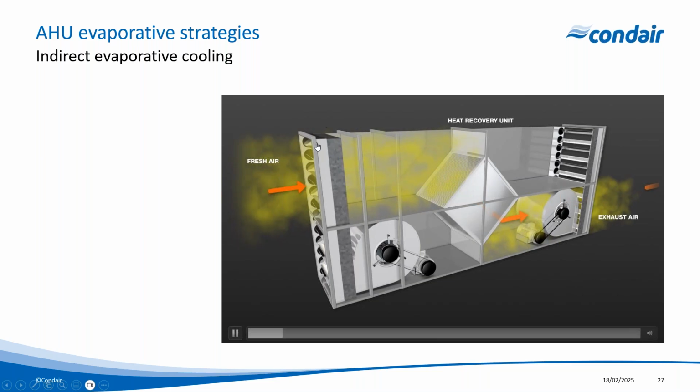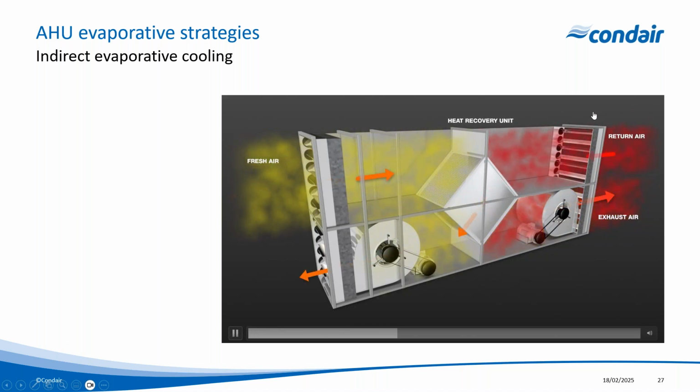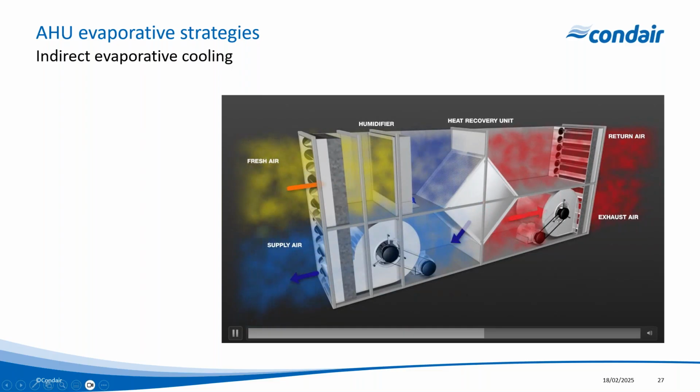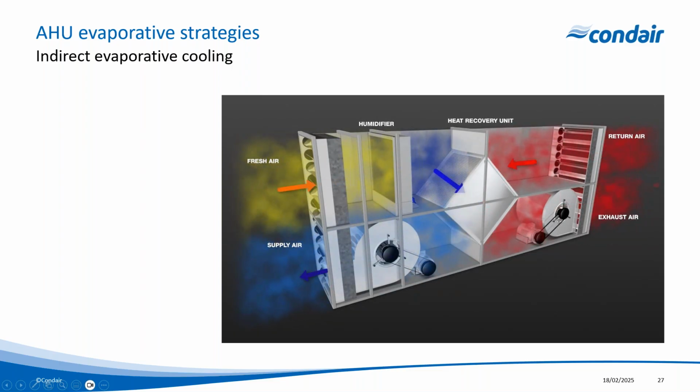So we'll pass that evaporatively cooled air through one side of the heat exchanger, and then we'll simply exhaust that out. On the other side, we've got our return air coming from the space, going through the heat exchanger, cooling that air sensibly, and then being supplied back to the space. So the same concept as if we were to use a coil. However, in this case, we're using an evaporatively cooled air supply to cool a heat exchanger instead of a chilled water supply to cool a coil.